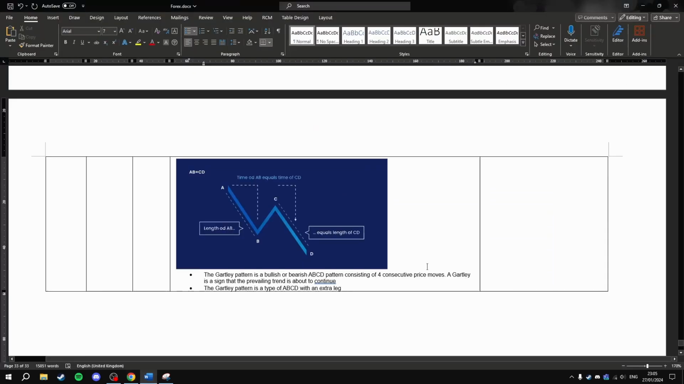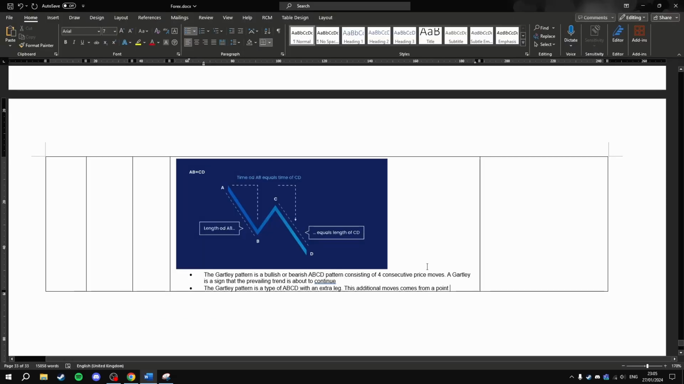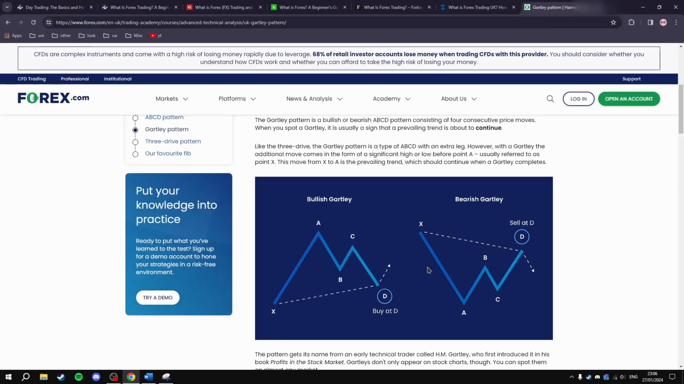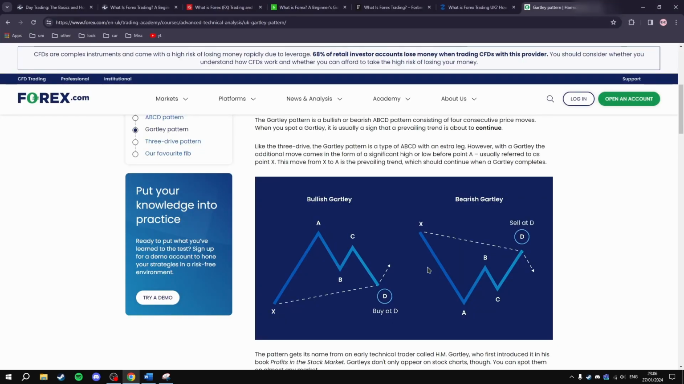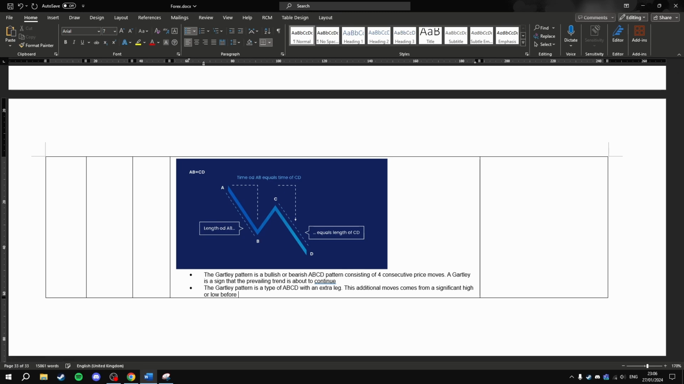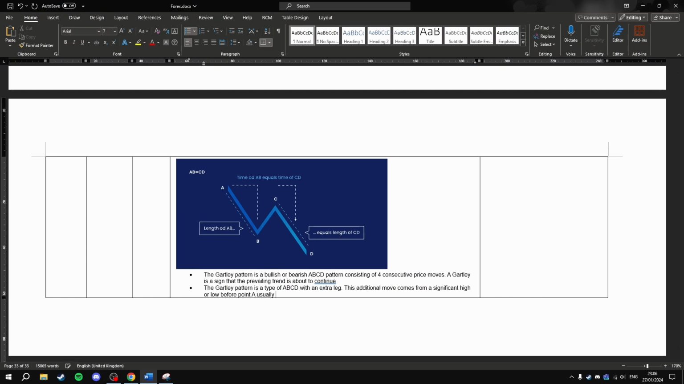This additional move comes from a significant high or low before point A, usually referred to as point X.